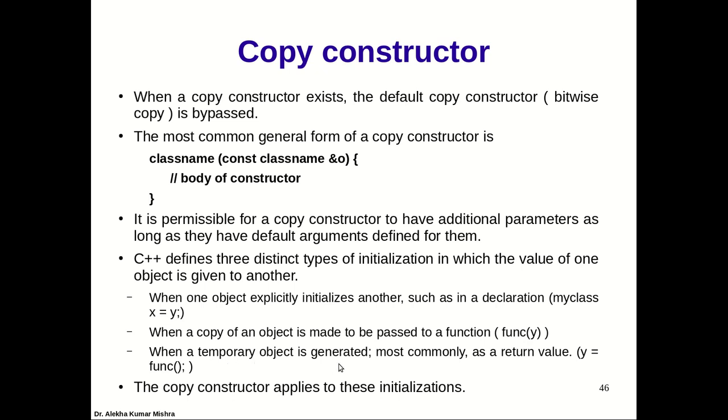And a temporary object is generated mostly when returning a value. When we return an object from a called function, it should be a local object, remember, not a reference variable or call by reference. If a local object is returned, a temporary copy is created, and for that purpose also the copy constructor is applied. For all these initializations the copy constructor is applied. It is called automatically, and if you have defined your user defined copy constructor, that will be called.